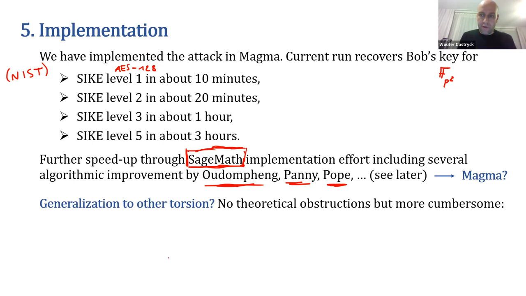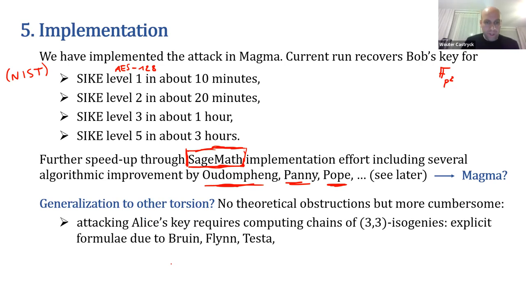So for the moment, the code only attacks Bob's secret key. Why is that? Well, that's because that allows you to work with 2-2 isogenies, and they are easy to work with. But if you would attack Alice's secret key, then you would be trying to quotient out a subgroup of this type. So you would be computing chains of 3-3 isogenies.